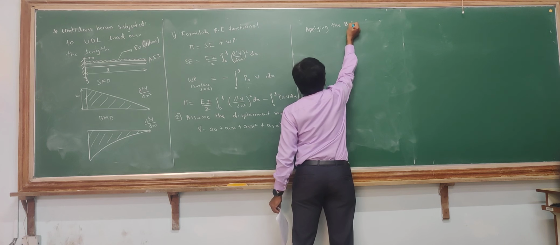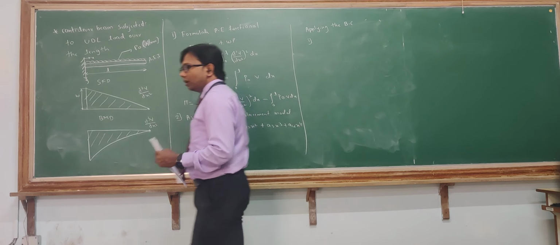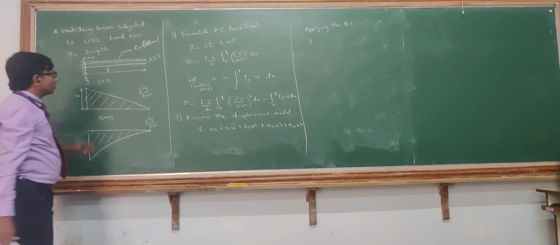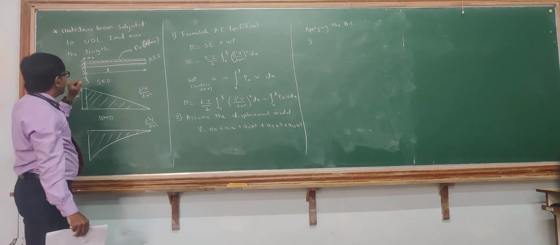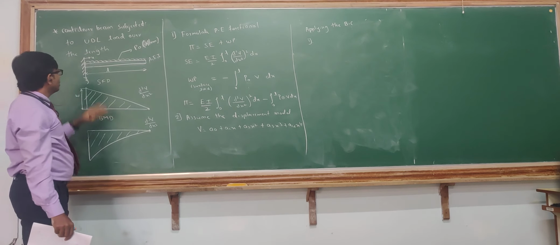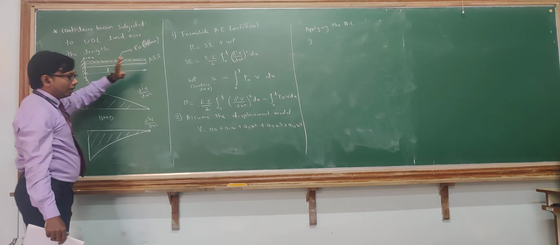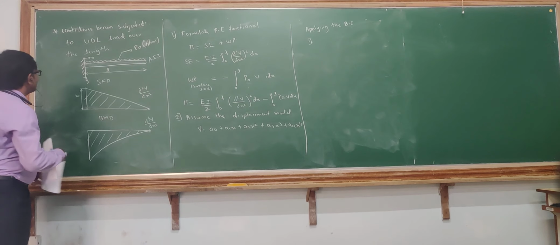So what are the boundary conditions? I have 4 boundary conditions. I'll leave the load parameter. Load is only used to calculate the number of constants. Here I will not apply any load. So I will see what is happening at x is equal to 0 and at x is equal to L. At x is equal to 0, this is fixed.